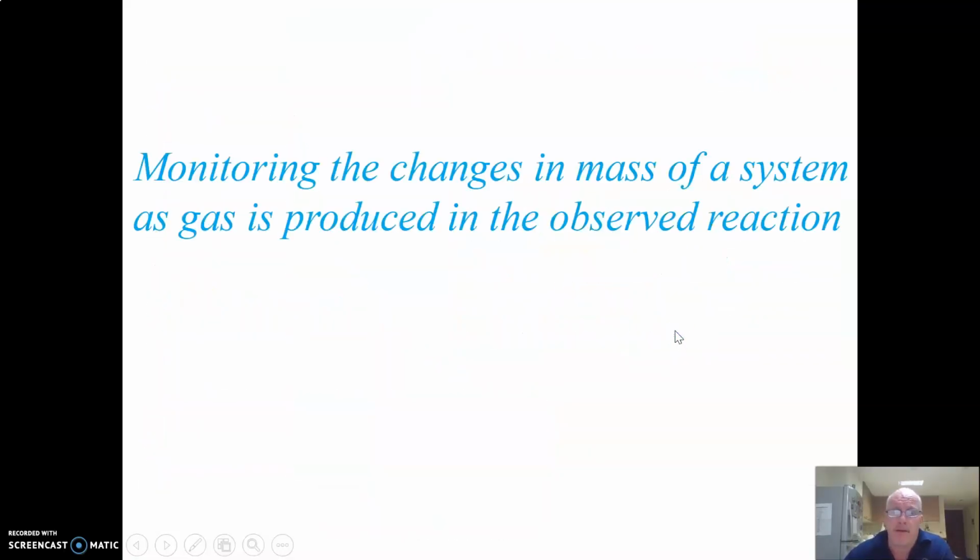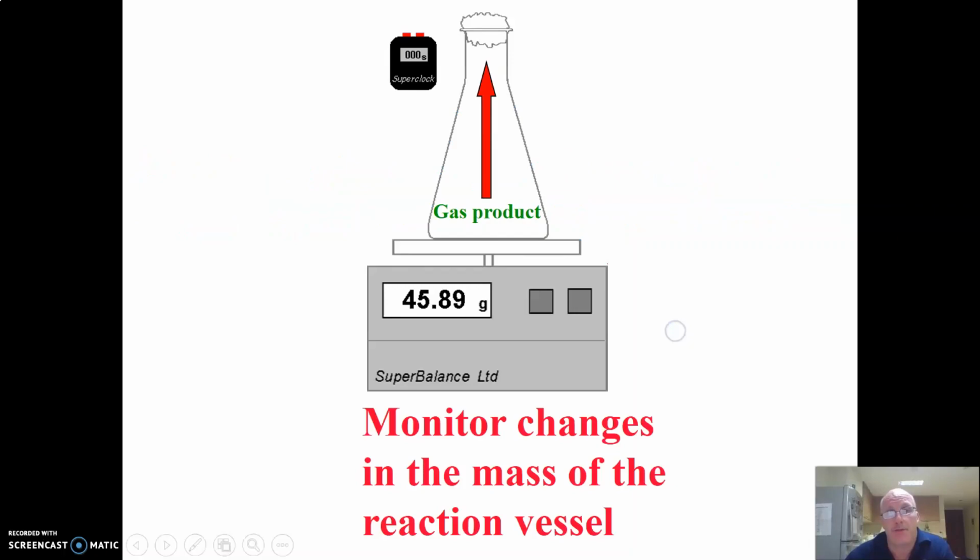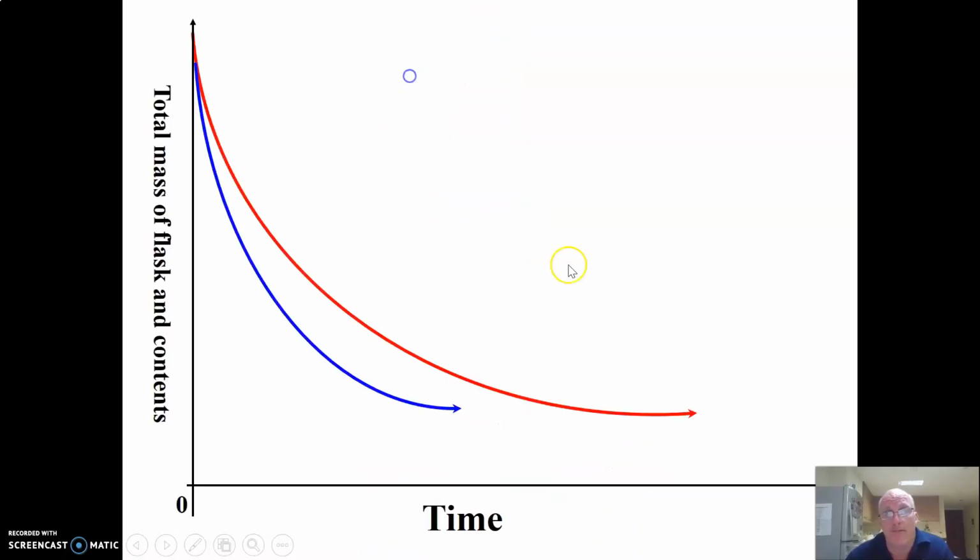Now, there's another method you've used before when you were younger students. You can look at the change in mass of a system as gas is produced. So if you have a gas produced, you can monitor this mass here against time, and you get something like this. And I hope you can see which is the fastest of those two reactions. Yeah, it's the blue one because it's steeper. The mass is falling more quickly.